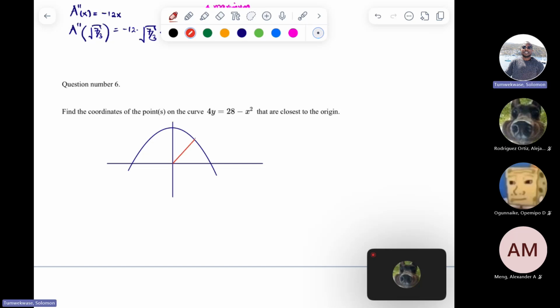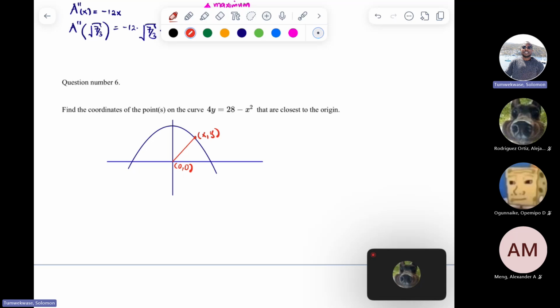So we want to find this point here, which I can call x, y. So we want to find the values of x and y which is closest to the origin, to the point 0, 0. Okay. Now, we all remember the formula for the distance of a line.